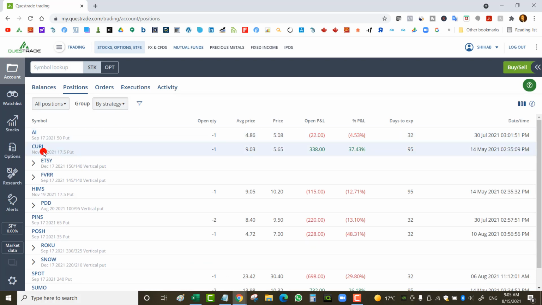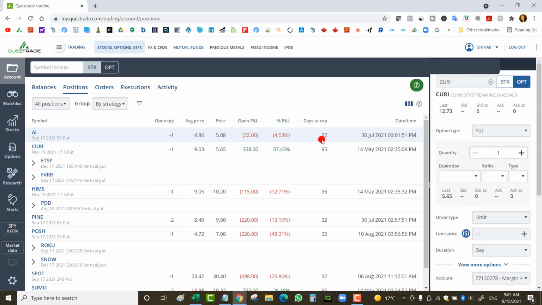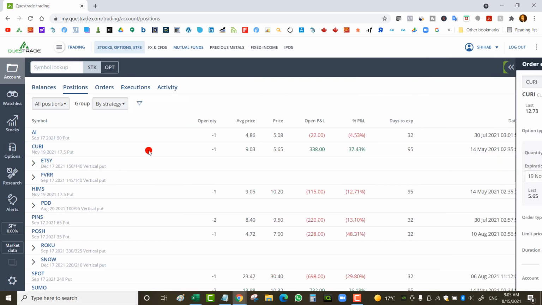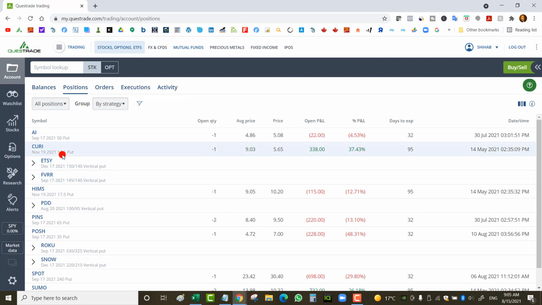Next here, I've got a naked put on Curiosity Stream expiring November 19. It's a 17.5 put. This is one of those trades where I had to roll all the way to November or December just to try and save. I think Curiosity Stream is trading at around, I don't know, 12 or something. Yeah, $12. So I've got a put at 17.5, so I'm completely in the money. I had to roll it all the way to November.